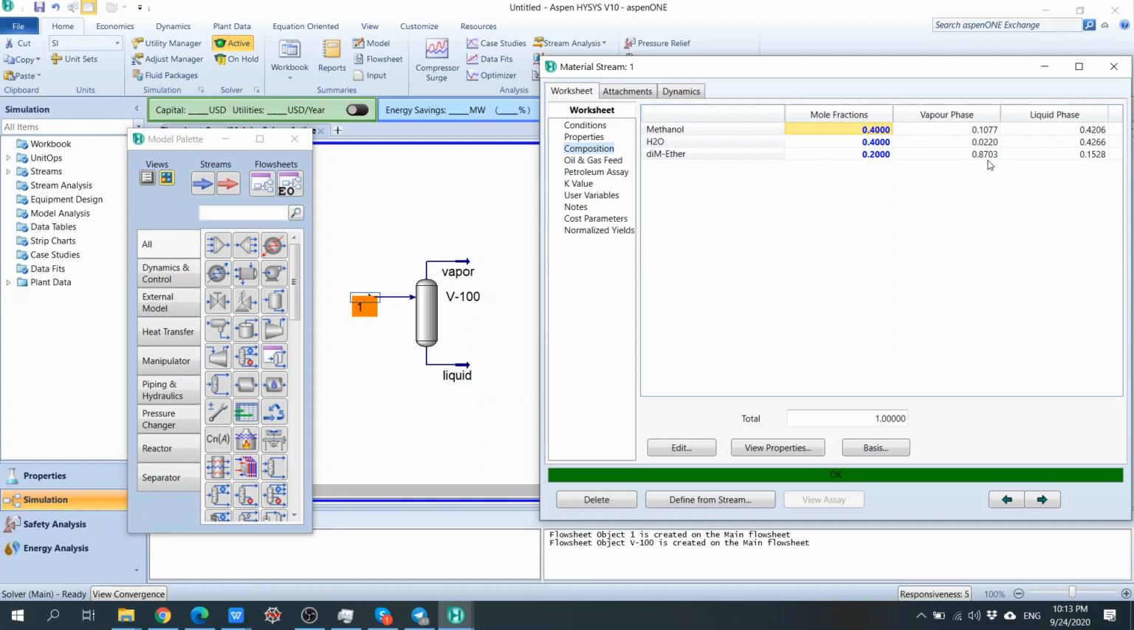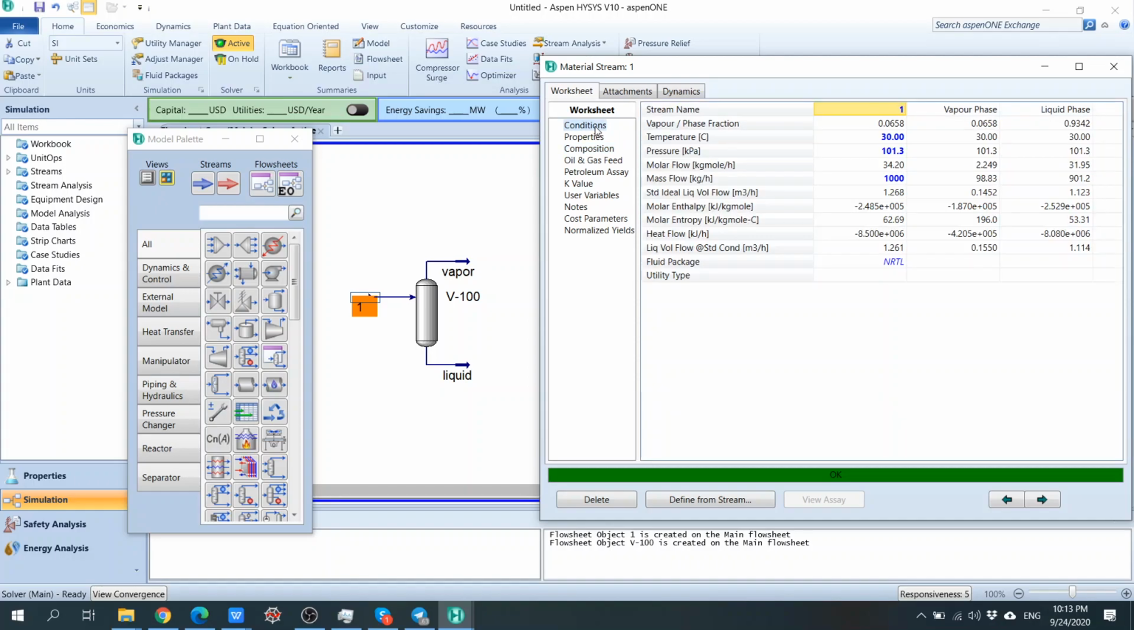So we know that the majority of the dimethyl ether goes to the top, and only 15% of it goes to the bottom. There's 15% of dimethyl ether in the bottom, and then 87% of the dimethyl ether in the top. So that's if we use the NRTL. Can anybody of you take a picture or something, and then we will discuss this NRTL.